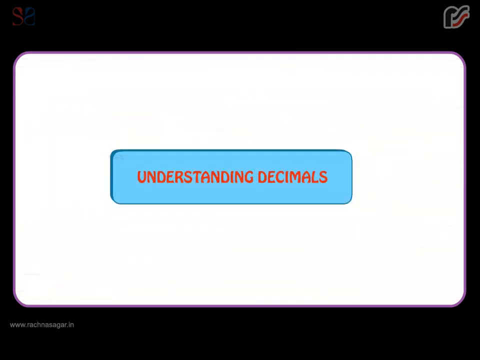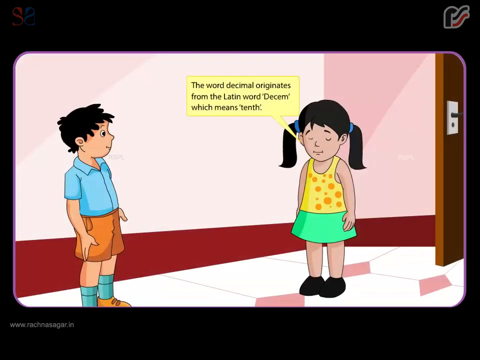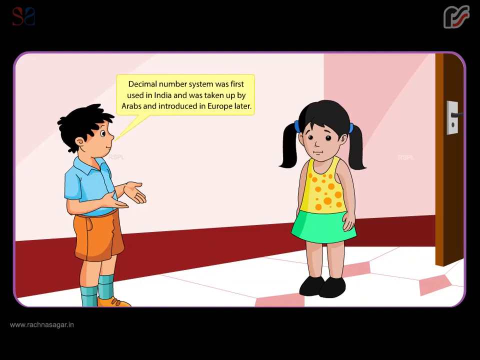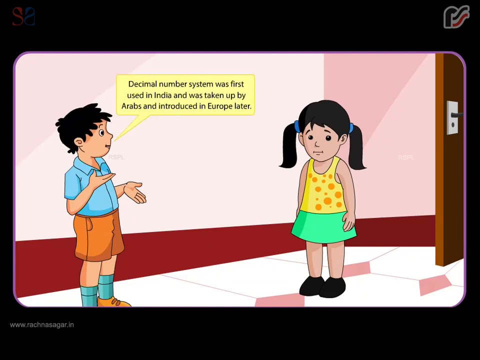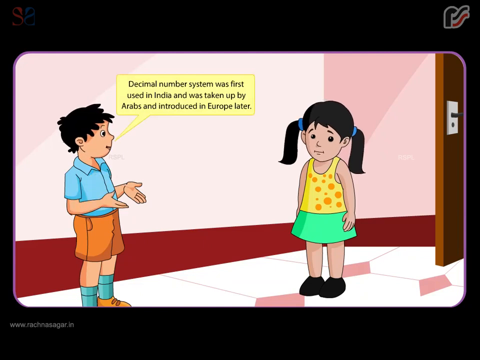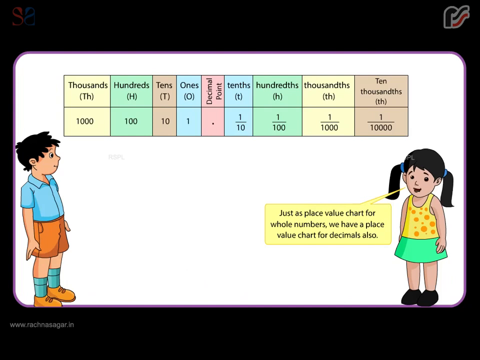Decimals. Understanding decimals. The word decimal originates from the Latin word decim, which means tenth. The decimal number system was first used in India and was taken up by Arabs and introduced in Europe later. Just as we have a place value chart for whole numbers, we have a place value chart for decimals also.